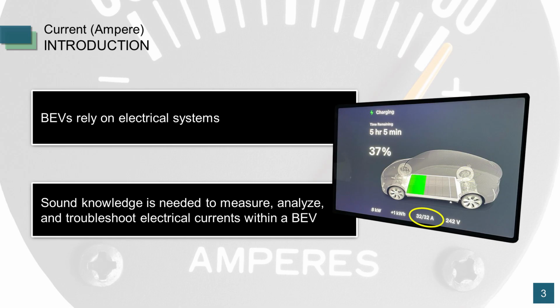Battery electric vehicles rely heavily on electrical systems. Current is essential for a battery electric vehicle as it powers the flow of electric charge from the battery to the motor, enabling the vehicle to move. Understanding the fundamentals of electricity is crucial for diagnosing, repairing, and maintaining these vehicles safely and effectively. This lesson will introduce you to the concept of electric current, its measurement unit known as the ampere, and its importance in the battery electric vehicle system.